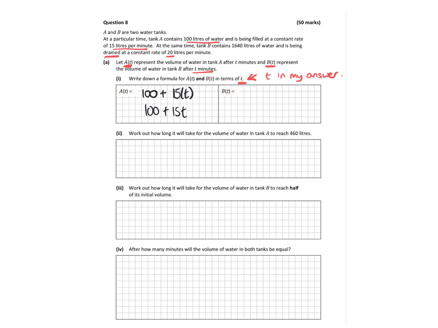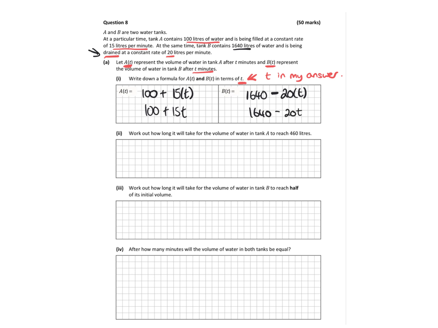B(t), okay, remember it starts with 1,640 litres of water and it's being drained at a constant rate of 20 litres per minute. So it starts off with 1,640, but it's being drained, so it's losing water. So every minute it loses 20 litres, so minus 20 times t. So 1,640 minus 20t.